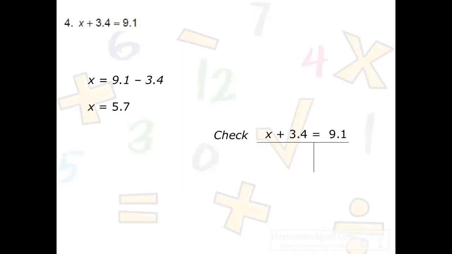X plus 3.4 equals 9.5. Replace the x with 5.7 and 3.4. Add them. 7 plus 4 will give you 11. So 1 down, carry 1. 1 plus 5 is 6 plus 3 is 9. So that will give you 9.1.